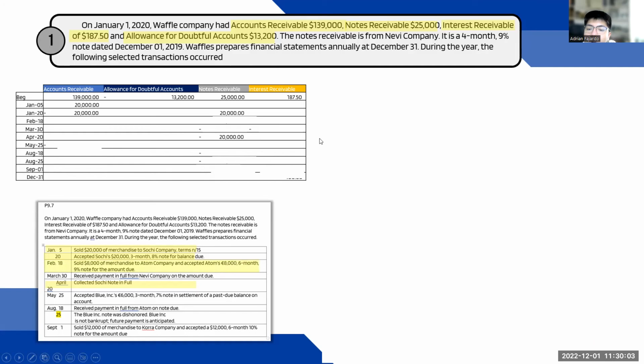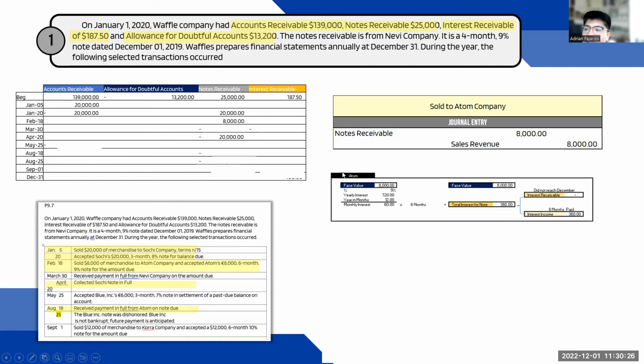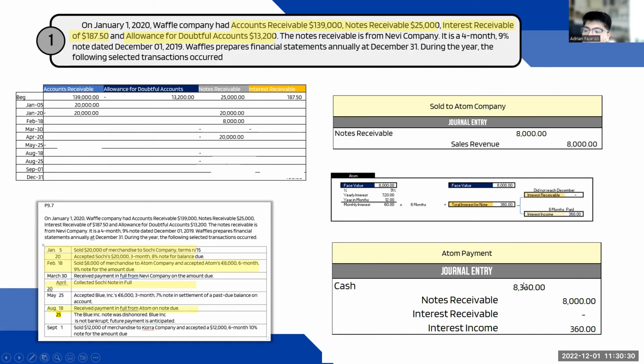Next, we go na to Atom Company. So si Atom Company, nag-issue siya ng notes receivable in exchange for a sales revenue. So how will this affect our table? Magkakaroon ng plus 8,000 in the notes receivable section, right? And then, the next transaction is, nag-receive na siya ng payment in full. So we just solve for the interest again, and then, note the collection.